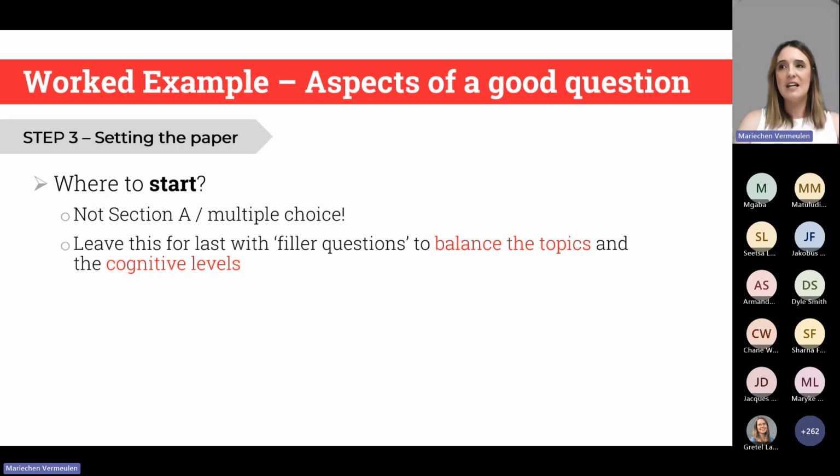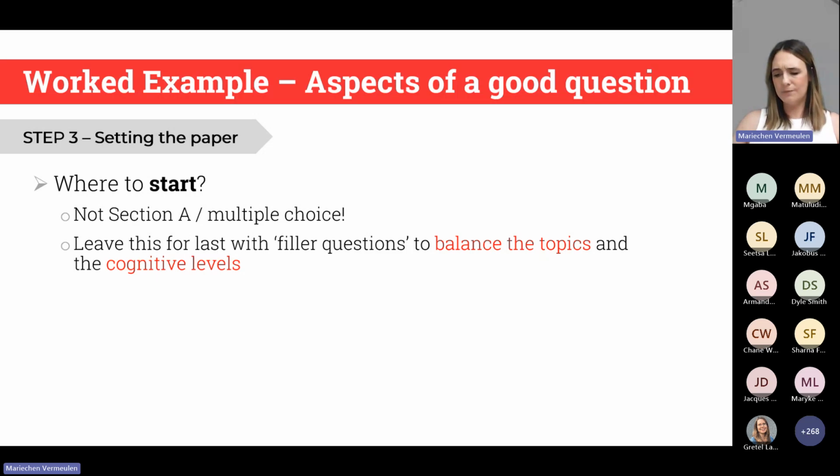Section A is supposed to act as a filler question section that soaks up anything you haven't assessed or addressed in section B, your application section. For example, if you've followed this procedure and set section B first, and you realize you never got around to asking enough marks on the cell, then you can fill up on those marks in section A by asking more questions on the cell there.